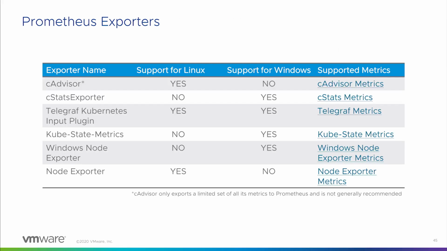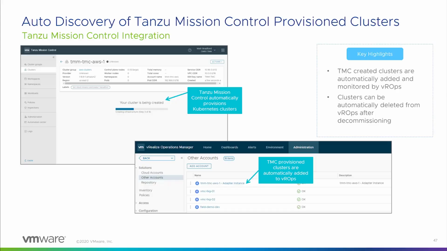When it comes to picking exporters, there are certainly a lot of different options, and it's going to come down to what your requirements are and what your environment is. The table here shows the exporters which are supported with the management pack for Kubernetes, and you can see that each one provides a different set of metrics and also support for different flavors of Kubernetes, whether it's Linux or Windows. Of course, there are quite a few options here, and if you're looking for a good starting point, whether you're running Windows or Linux-based Kubernetes nodes, the Node Exporter is a good option.